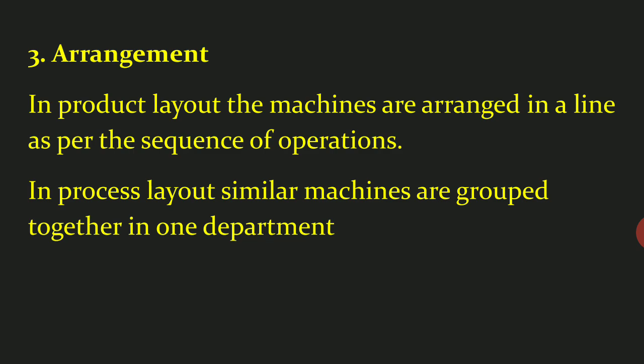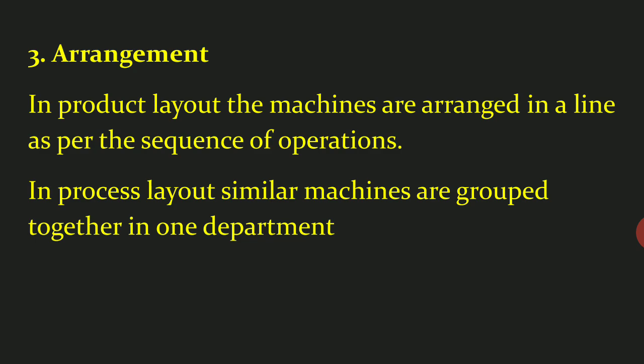Say I give you the same example of spraying machines or painting machines. Many machines doing the same painting work are placed together. That means they are grouped together in one single department. That is the arrangement in process layout. Whereas in product layout, what happens? There is a sequential arrangement of the machines. That is very important. You have to keep it in mind.